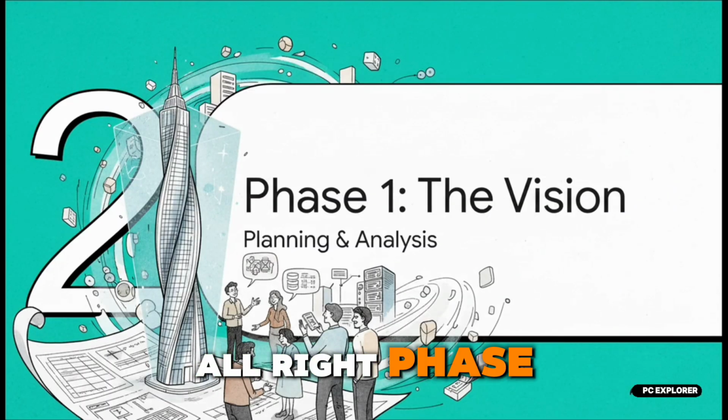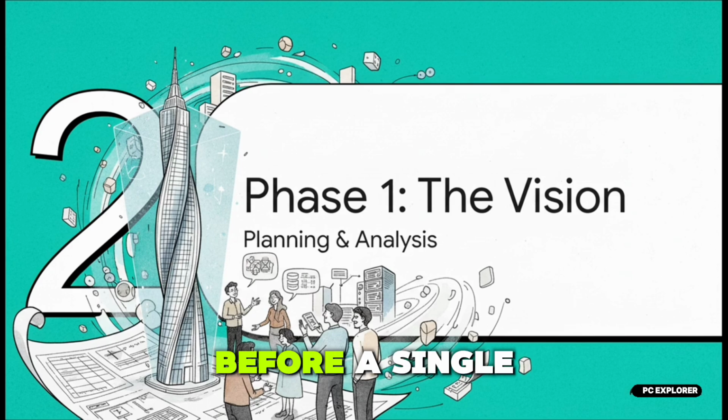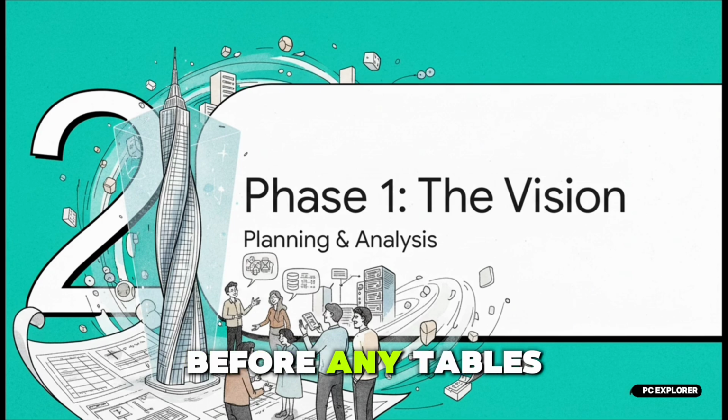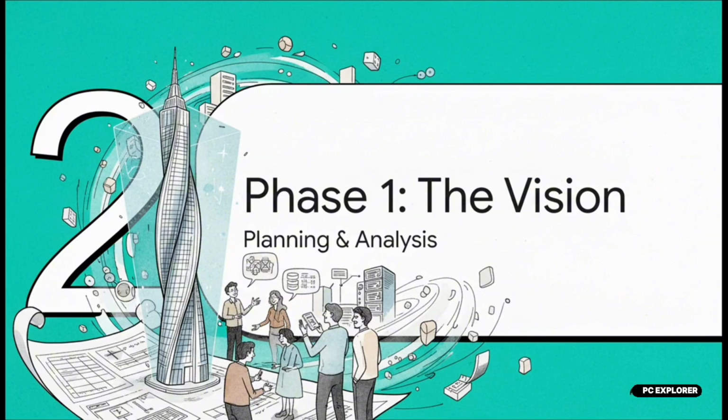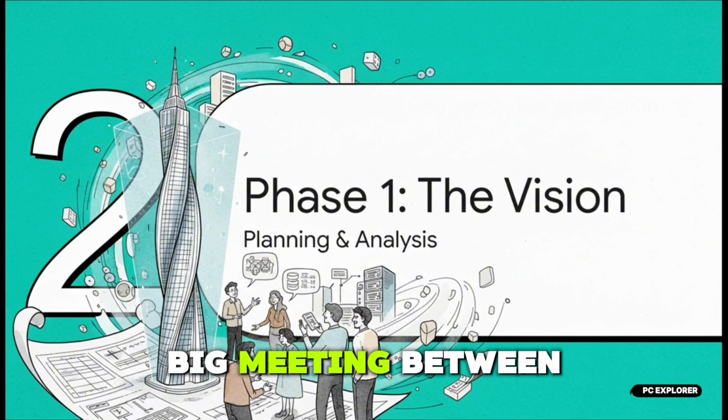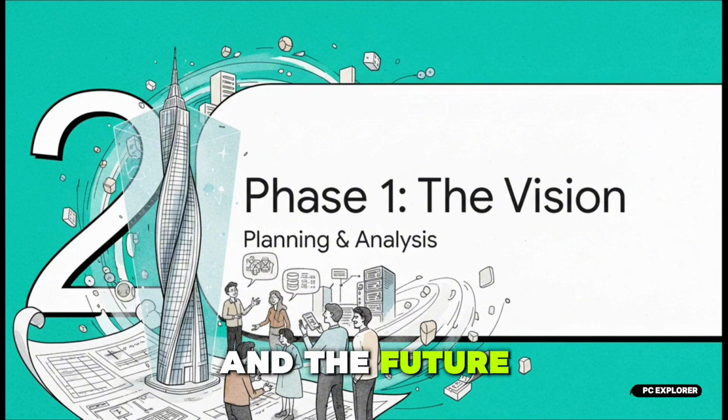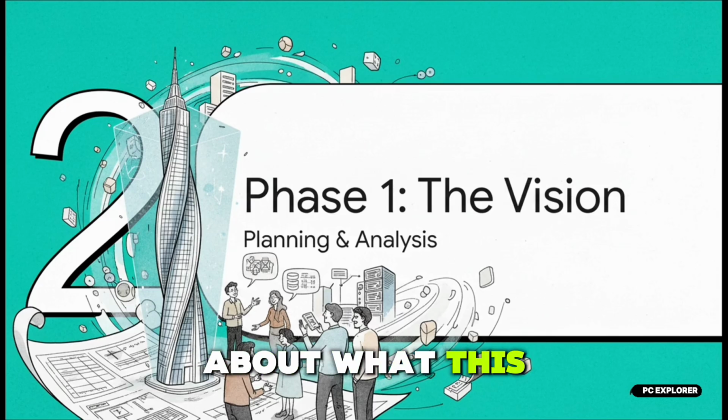All right, phase 1. This is all about the vision. Before a single line of code gets written, before any tables are created, you have to know why you're building this thing in the first place. This is just like that first big meeting between the architects, the city planners, and the future tenants of our skyscraper. Everyone has got to be on the same page about what this thing is for.